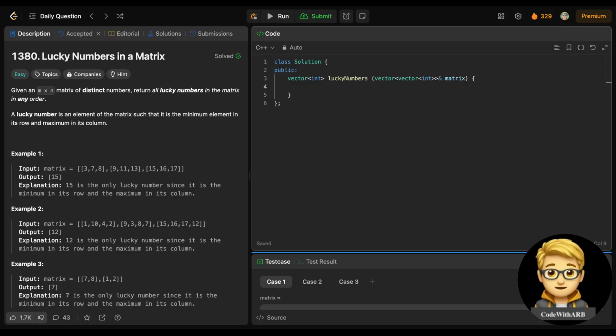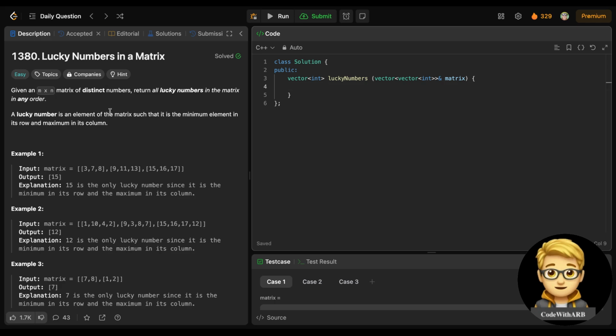We will solve today's LeetCode problem. The question is Lucky Numbers in a Matrix, and this is a LeetCode easy one, right? So let's see what the question is asking. We are given an m by n matrix of distinct numbers. Return all lucky numbers in the matrix in any order.